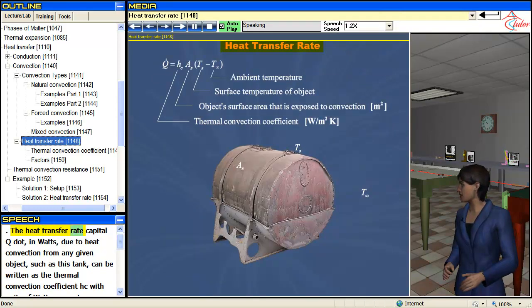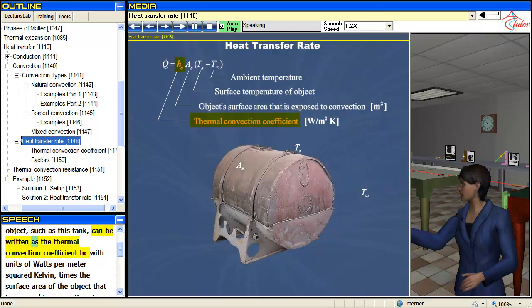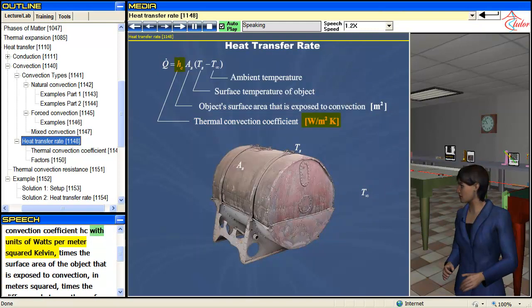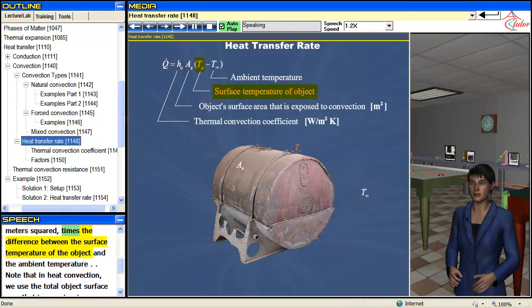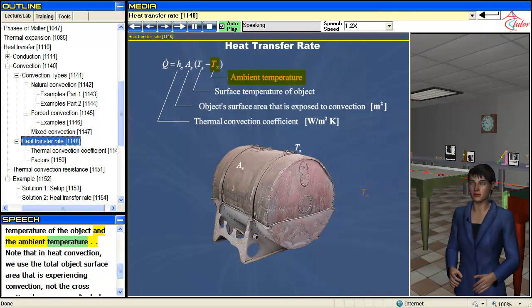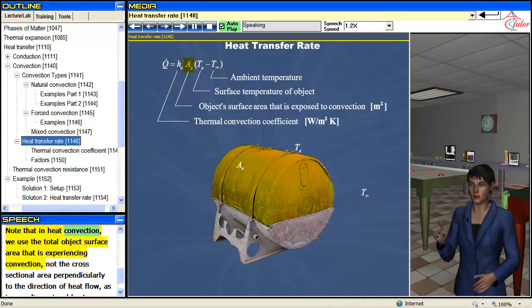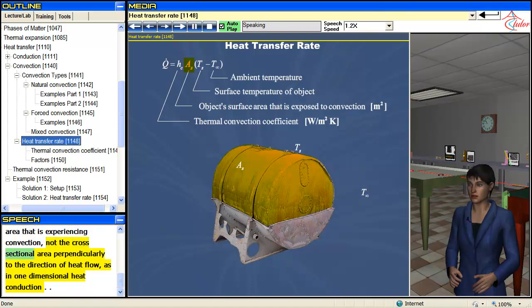The heat transfer rate, Q dot, in watts, due to heat convection from any given object, such as this tank, can be written as the thermal convection coefficient h_c, with units of watts per meter squared Kelvin, times the surface area of the object that is exposed to convection, in meters squared, times the difference between the surface temperature of the object and the ambient temperature. Note that in heat convection, we use the total object surface area that is experiencing convection, not the cross-sectional area perpendicular to the direction of heat flow, as in one-dimensional heat conduction.